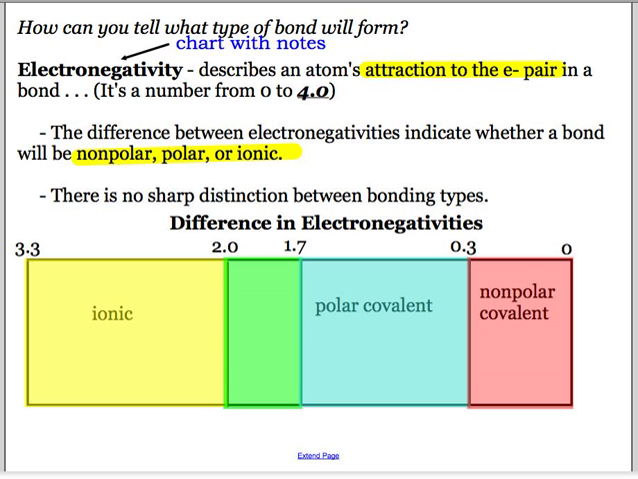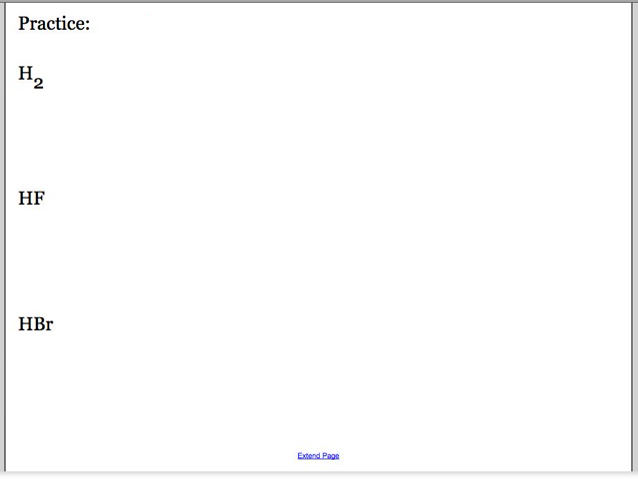And your differences are going to indicate whether you're polar, nonpolar, or ionic. And you can see down here, there's not distinct differences for most of them. There is a little bleed over. So what you do is you look up the electronegativity of them both, you subtract them, and then you see where you fall in here. So we're going to do a couple, and then we're done.